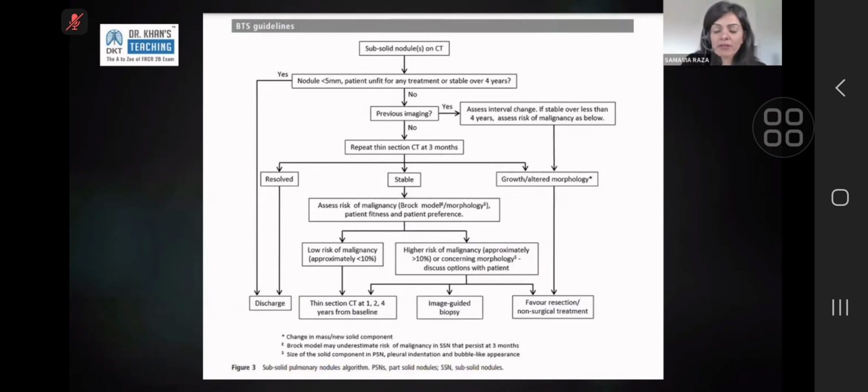The main difference to remember is that the subsolid nodules are actually followed up for longer. So the solid nodules we follow up for 2 years. If they're stable, we forget about them. The subsolid nodules we actually follow for 4 years. And the logic for that is that the kind of lung cancers or malignancies that are subsolid are slower to grow. So because a subsolid lesion was stable in 2 years doesn't mean that it will be stable in 4 years or 3 years. And that's the reason that it is followed up for 4 years.